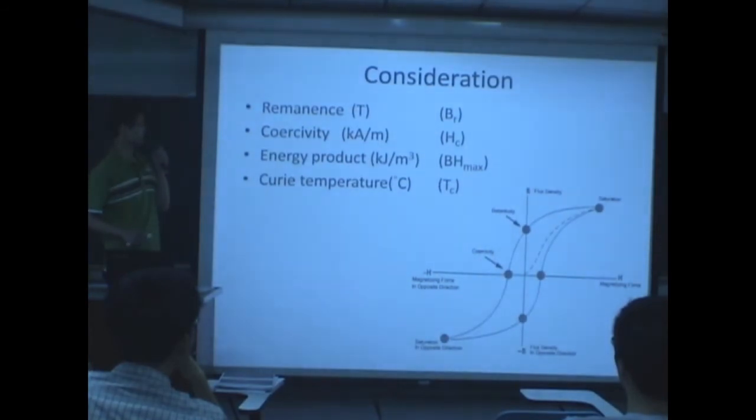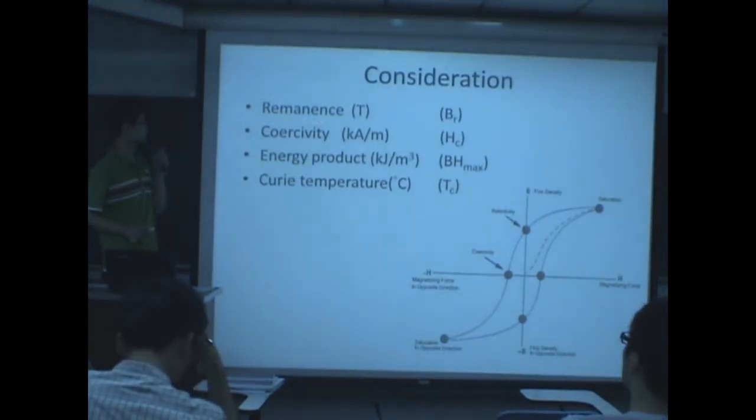These four magnetic properties are used to compare permanent magnets. First is the remanence, which measures the strength of the magnetic field after you magnetize the magnet. Second is the coercivity, meaning the material's resistance to becoming demagnetized. Third is the energy product, meaning the density of the magnetic energy. And the last is the Curie temperature, the temperature at which the material will lose its magnetism. When we choose a material as a permanent magnet, these properties have to be considered.